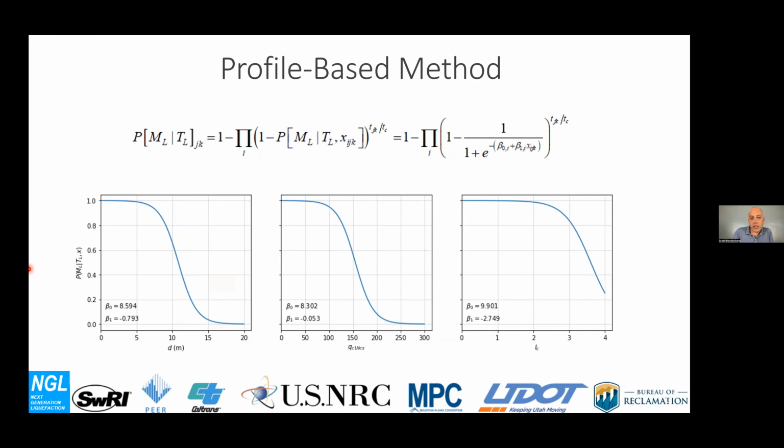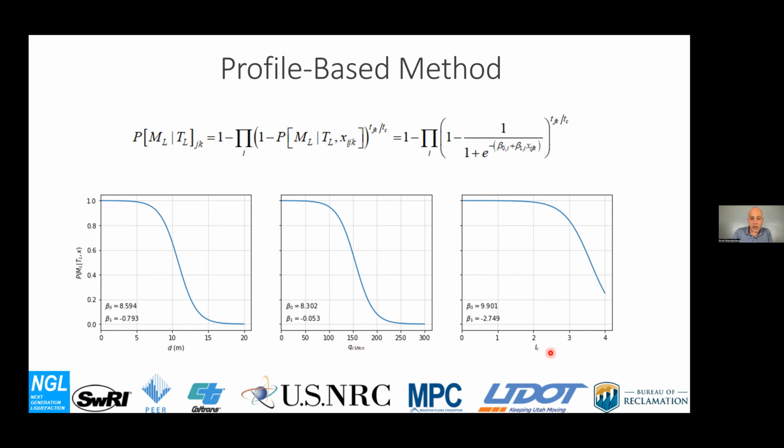Another way that we're looking at this is to use a profile-based method. Instead of coming up with a single critical layer to represent the liquefaction manifestation probability for a whole profile, we're using all of the layers in this profile-based method. And then we're coming up with these logistic functions like you see here. This is a function of probability of manifestation of a layer conditioned on triggering of that layer, given the depth to the center of the layer, qc1Ncs, and Ic.